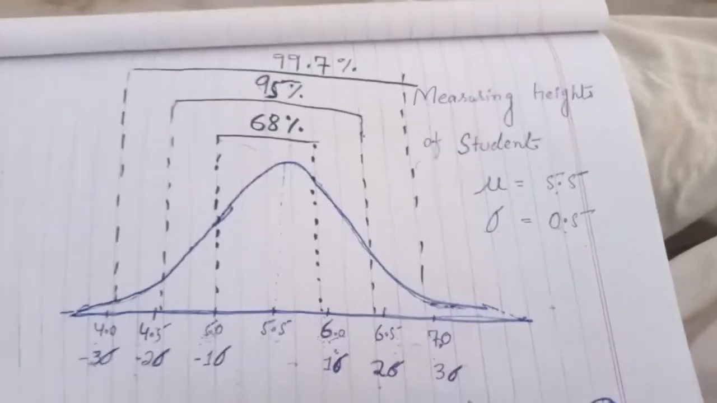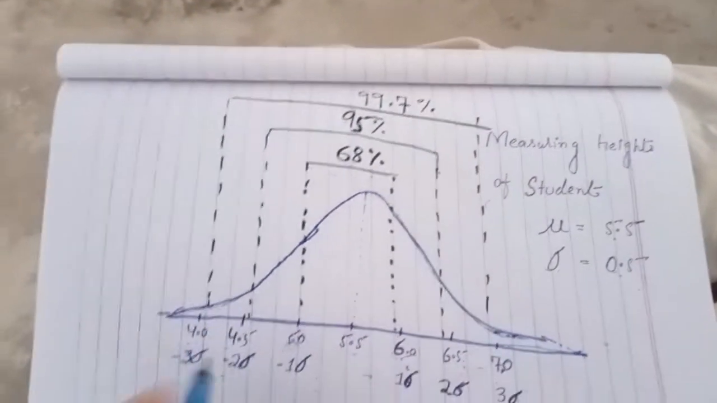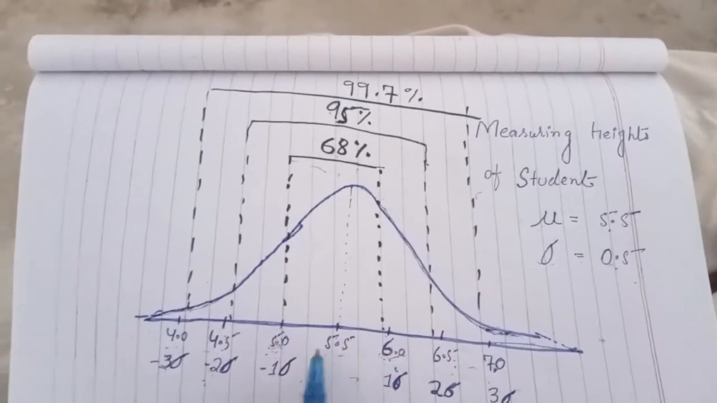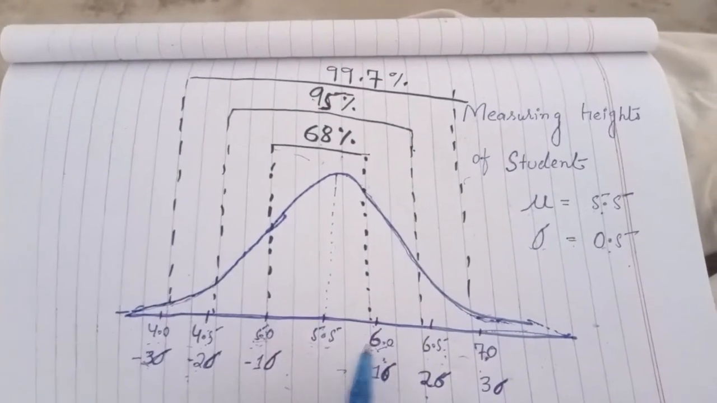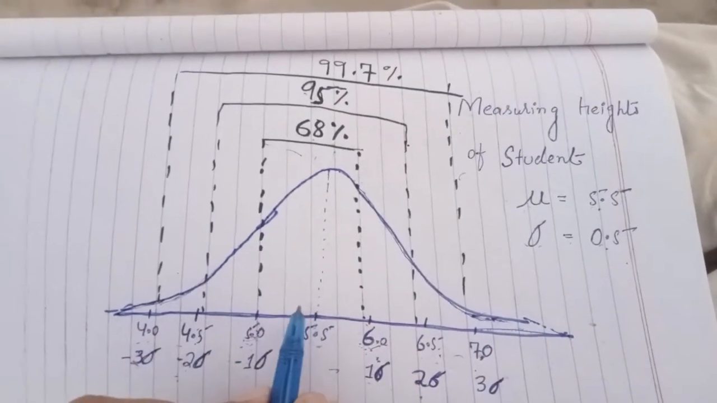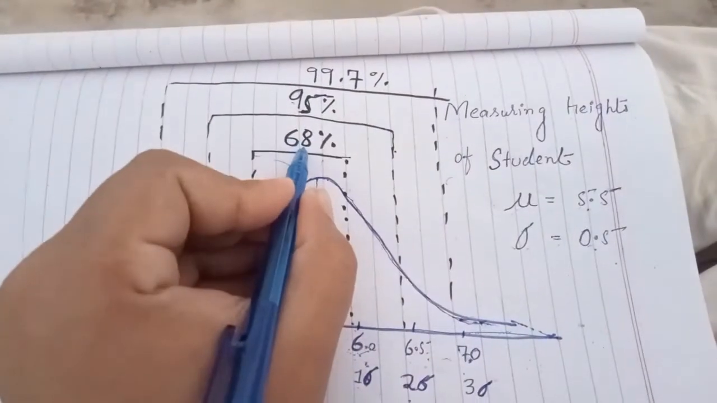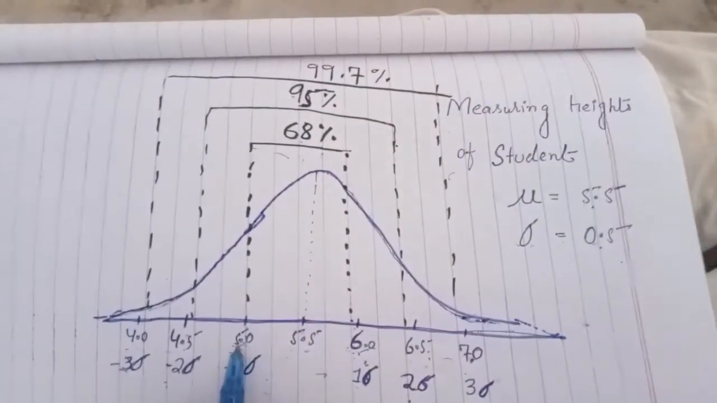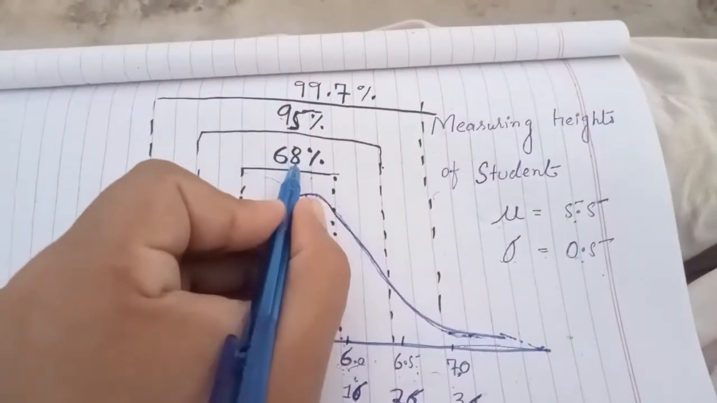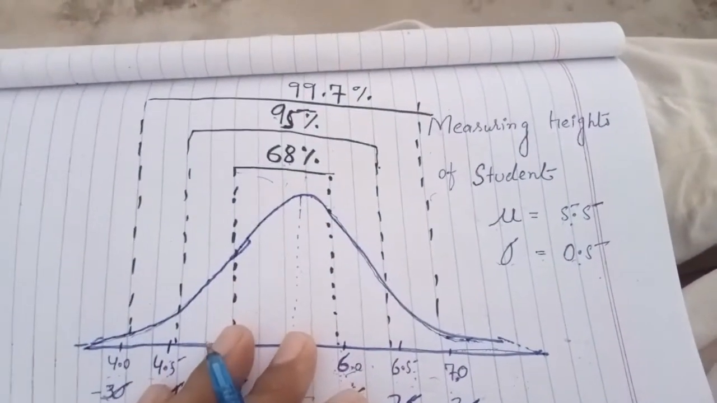Now, if you look here, the students whose height is between 5 and 6 represent the 68% of this distribution.